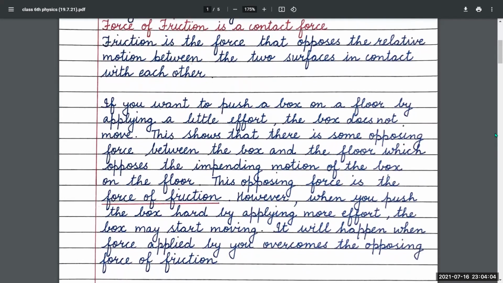Children, you already know that force of friction is a contact force. It is the force that opposes the relative motion between the two surfaces in contact with each other. It means it always acts in the direction opposite to the direction of motion.